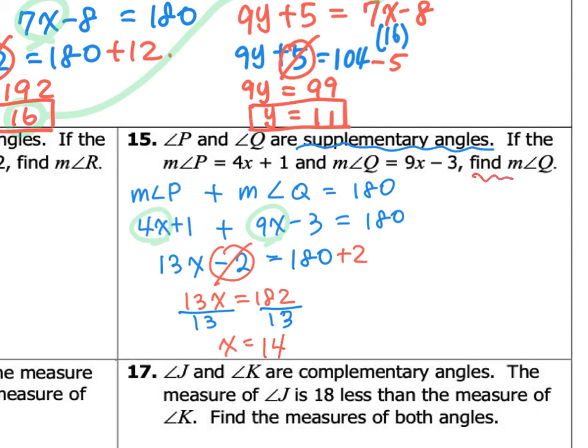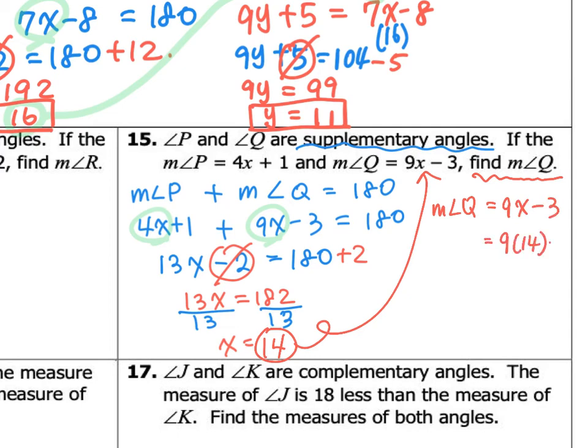However, the question is asking for the measure of angle Q. So we just need to plug 14 into Q, which is measure of angle Q equals 9x minus 3. The x is 14 and minus 3. So that will be 123 degrees.